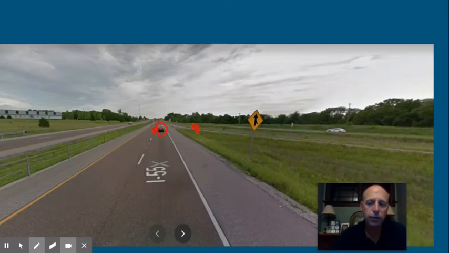Legally, do you have to do that? No, but you should. It's just good common courtesy. It's good defensive, safe driving. It makes everybody's life easier. Okay, so that's what should happen.